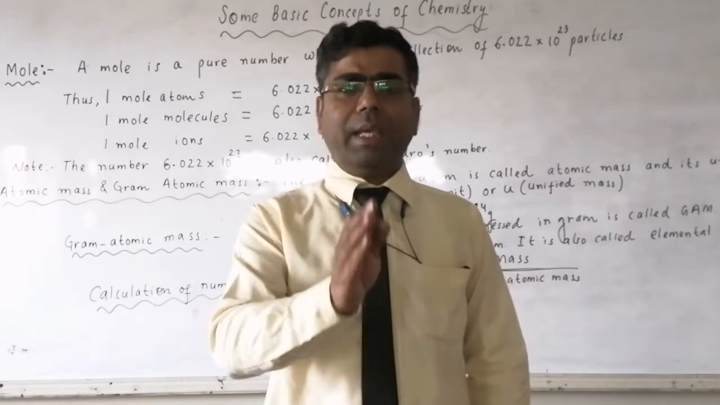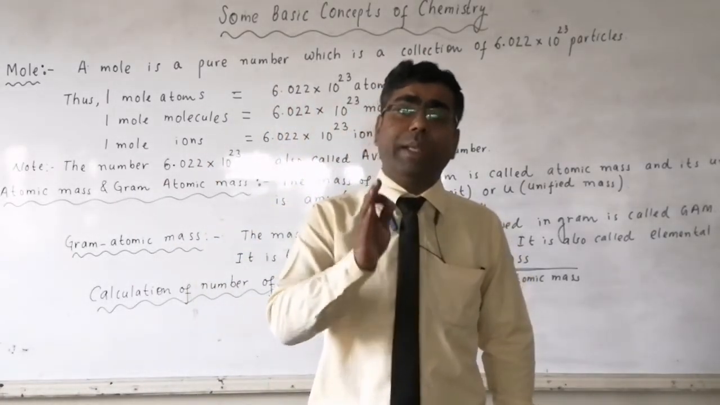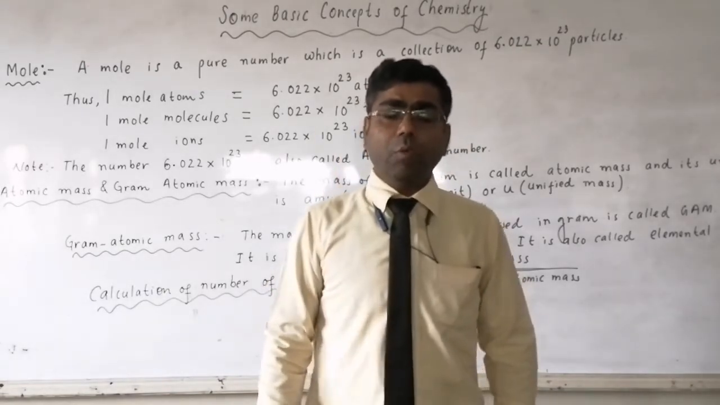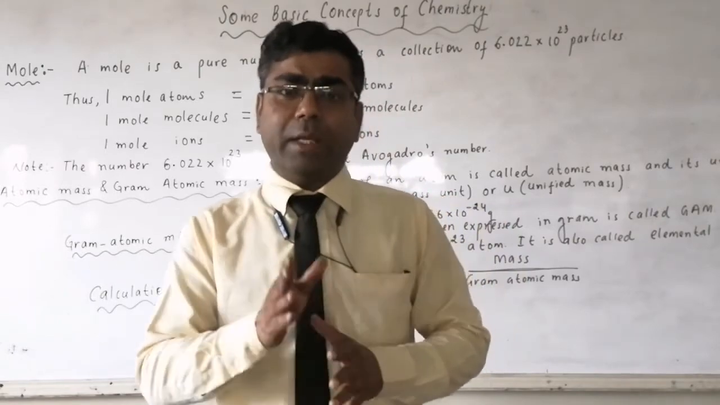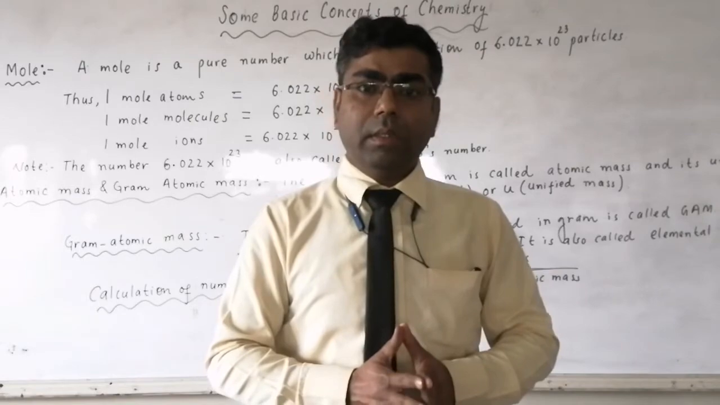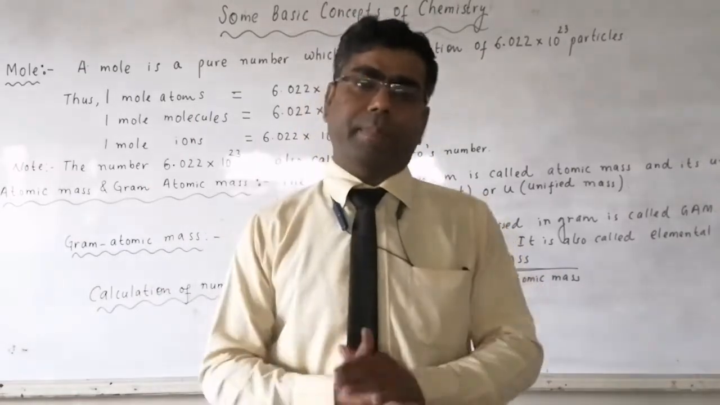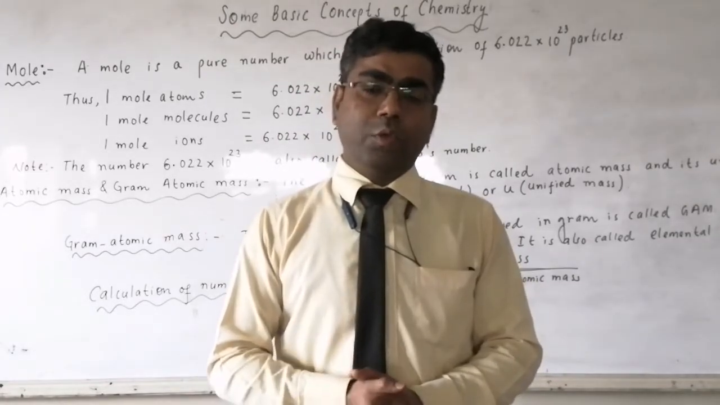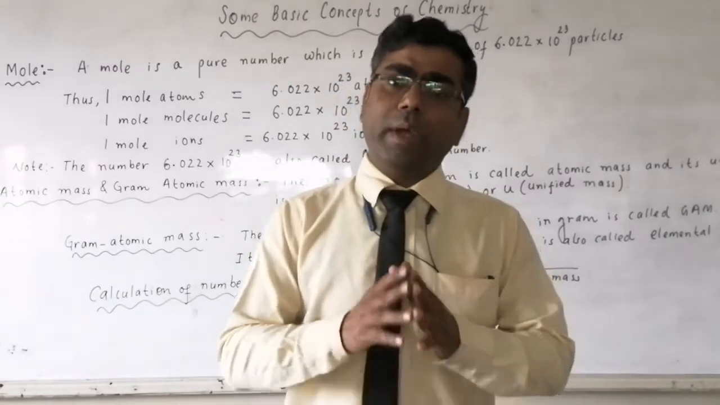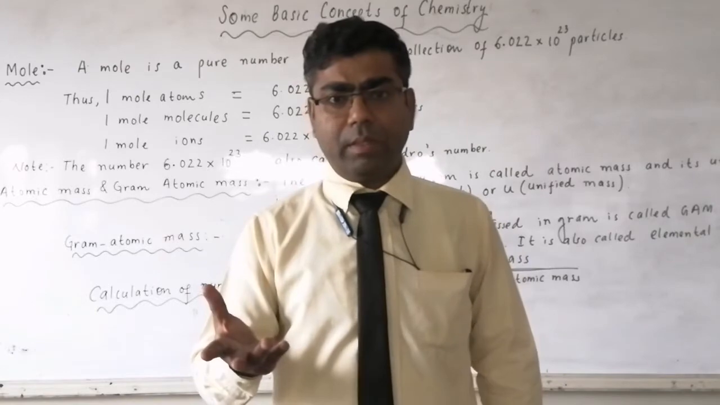For converting 1 AMU to 1 gram, we will take a collection of 6.022 × 10^23 hydrogen atoms. When 6.022 × 10^23 hydrogen atoms are taken together, then the mass becomes 1 gram. So gram atomic mass is always the mass of 6.022 × 10^23 atoms.